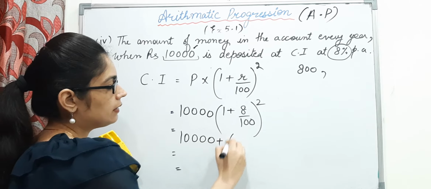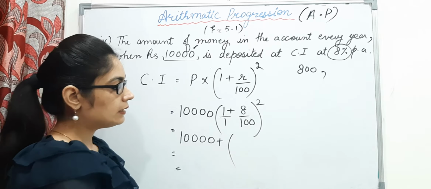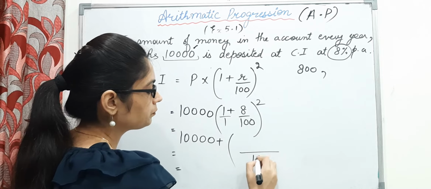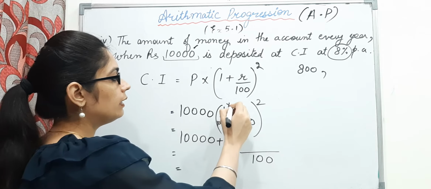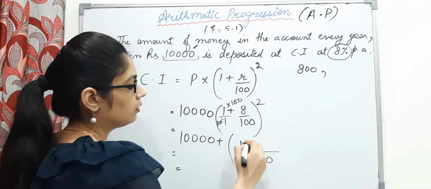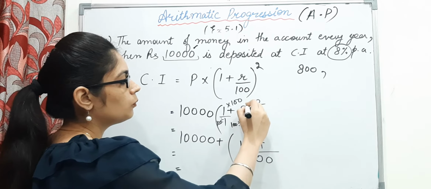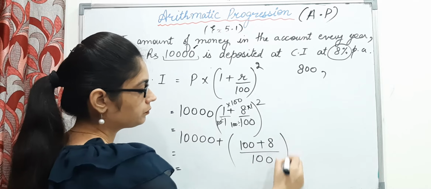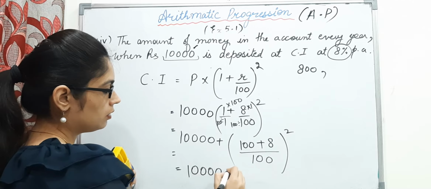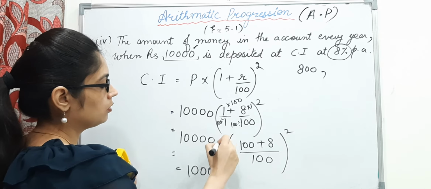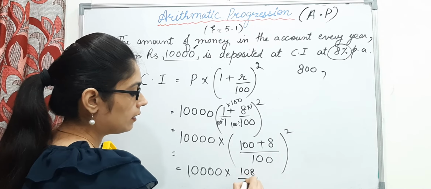10,000 plus, here now let's take LCM and do, so that you can understand both the ways. If we take LCM of 1 and 100, it will be 100. LCM divided by denominator, so 100 divided by 1, it is 100 into 1. 100 into 100 plus 100 divided by 100, 1 into 8 is 8. Whole power square. So 10,000 into 100 plus 8 is 108 by 100.